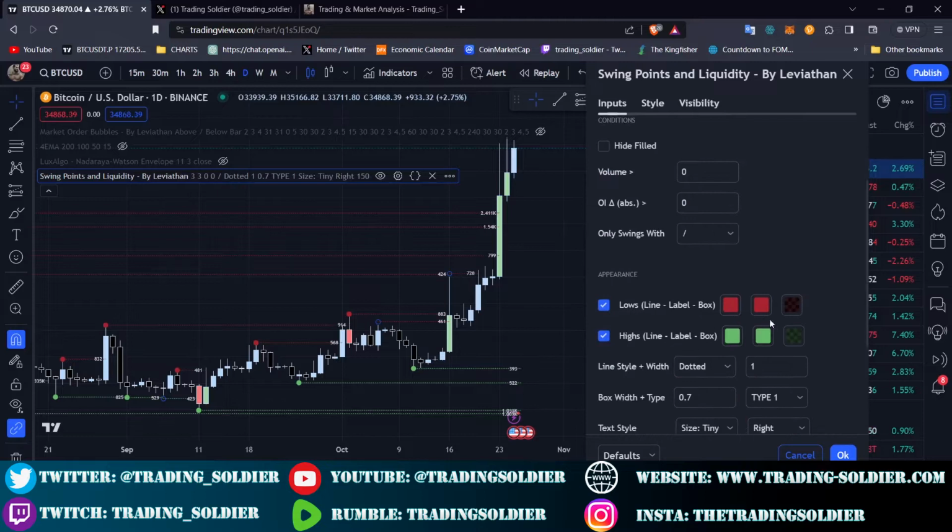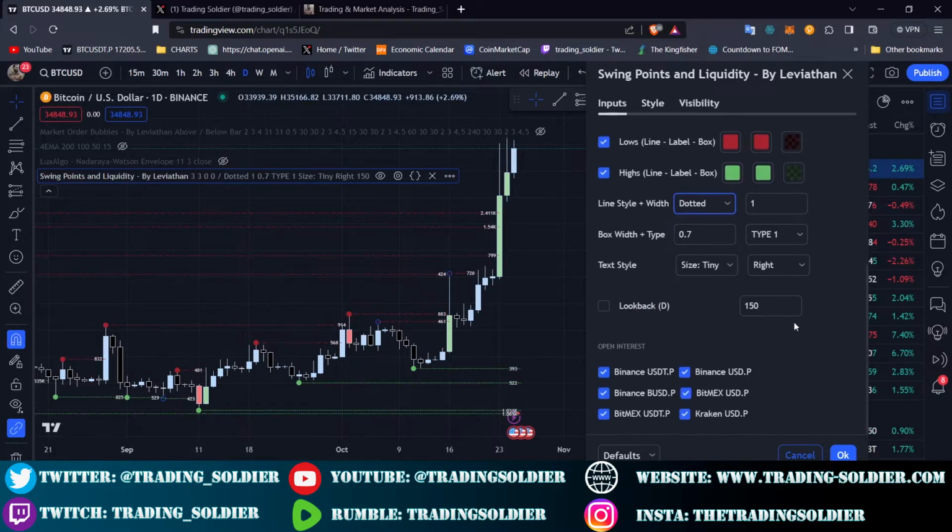Then the colors, I will leave as default. Also, you can change the lines from dotted to dashed. This is personal preference. I don't want to mess with this.